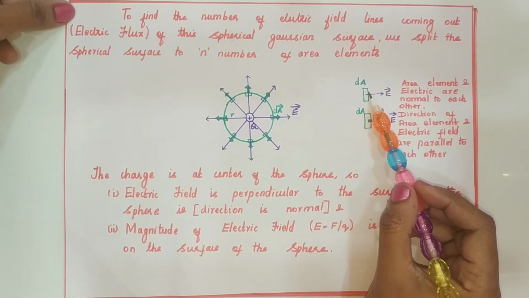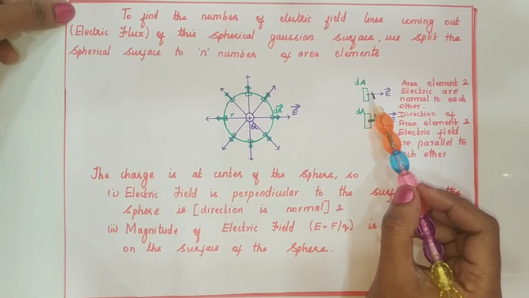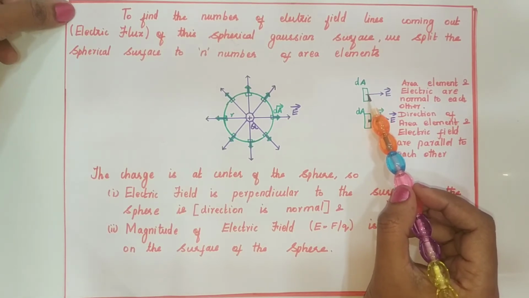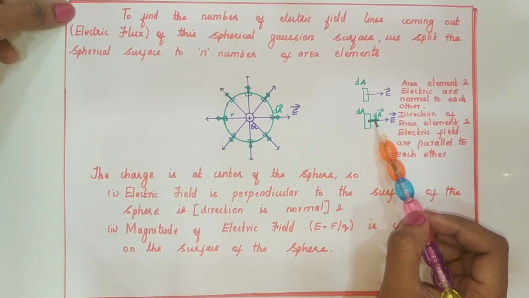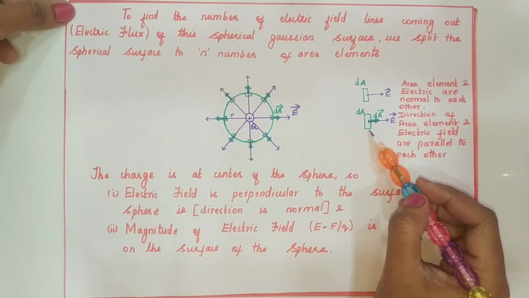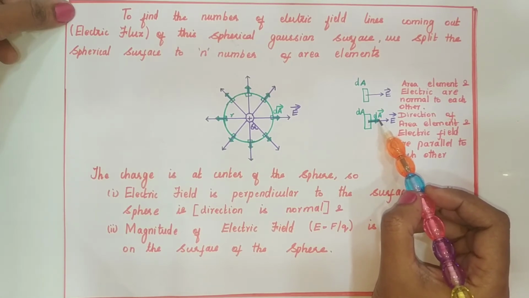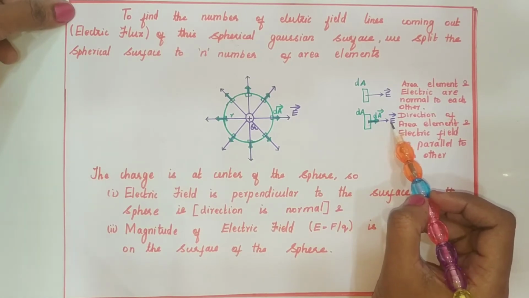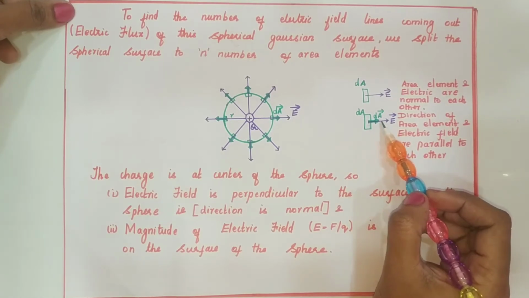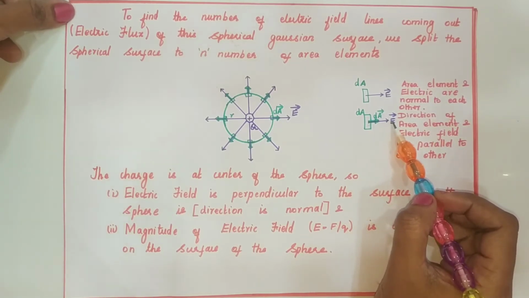Here we have just said about the area element, not the direction of the area element. But to find the electric flux, we need the direction of the area element. So, the direction of the area element will be at an angle of 90 degrees from the surface of the area element. Now, what will be the direction of the area element and the electric field? They both will be pointing in the same direction, and there is no angle between the direction of the area element and the electric field.